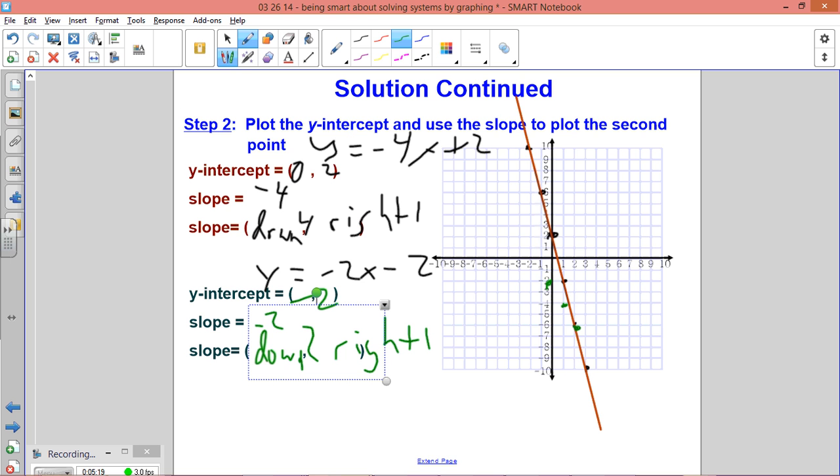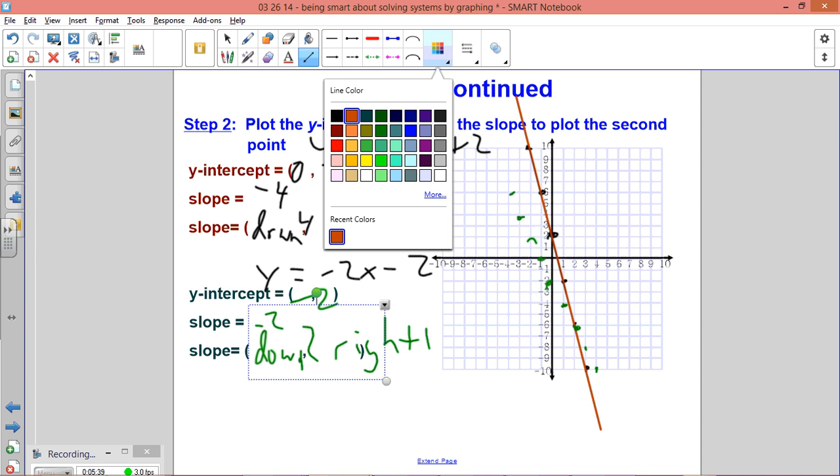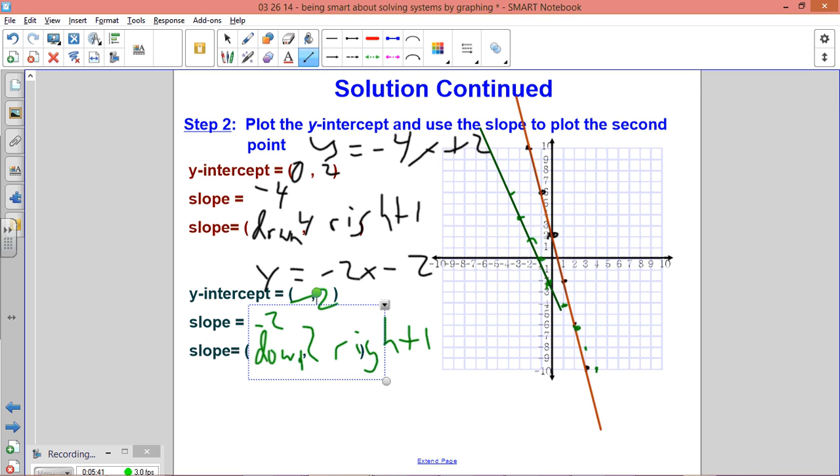I think I already found my intersection, but I'm going to keep going. Down 2, right 1, down 2, right 1. And I'm going to give myself a few points to the left as well. So up 2, left 1, up 2, left 1, up 2, left 1, up 2, left 1. Now I can draw my line. I'm going to draw a green line this time. It's going to look about like that.